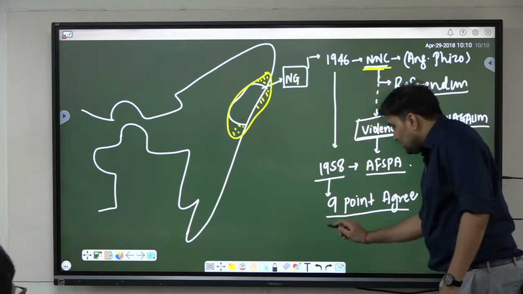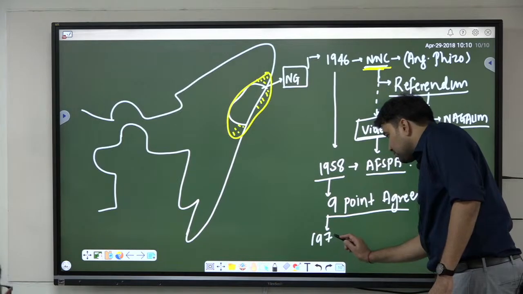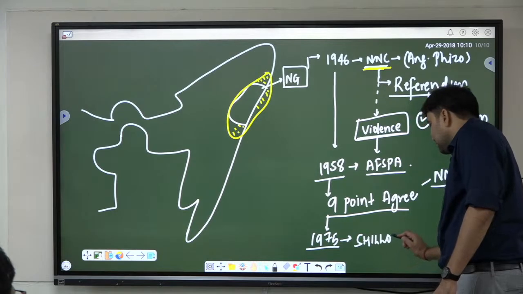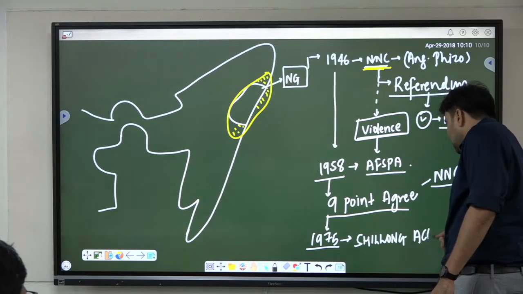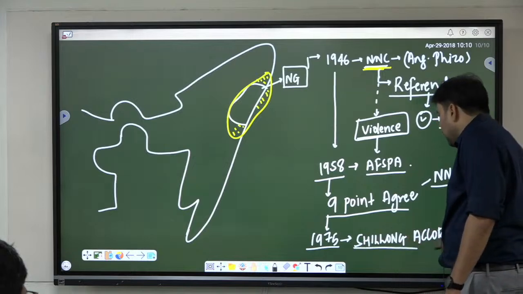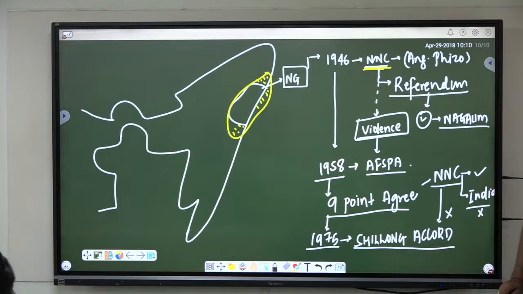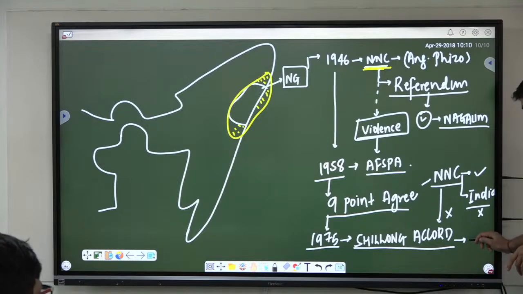In this context, later, in 1975, the Shillong Accord was signed. As per this Shillong Accord, NNC had to give up the violence, and NNC agreed. Okay, fine, we'll leave this demand of violence, but you provide us more autonomy under Article 371, more funds for the development, everything. So the Government of India said, fine, if you want development, we are ready to develop you.